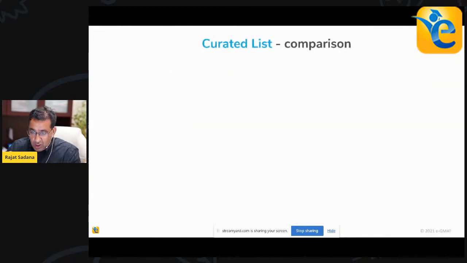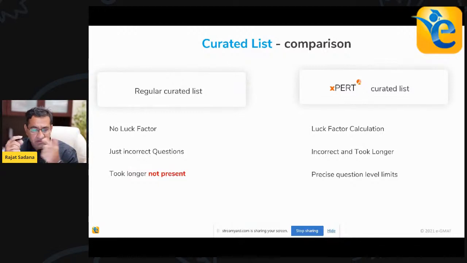Okay. So just to compare, if you were to look at how you go about doing things regularly, a regular curated list does not account for luck factor. You just focus on incorrect questions. You don't really know how to go about reviewing this. In fact, I've seen students' error logs, and they just say, I made a mistake in this because I did not notice this. Those error logs are not focused on the methods or which step of the process that you faltered on.